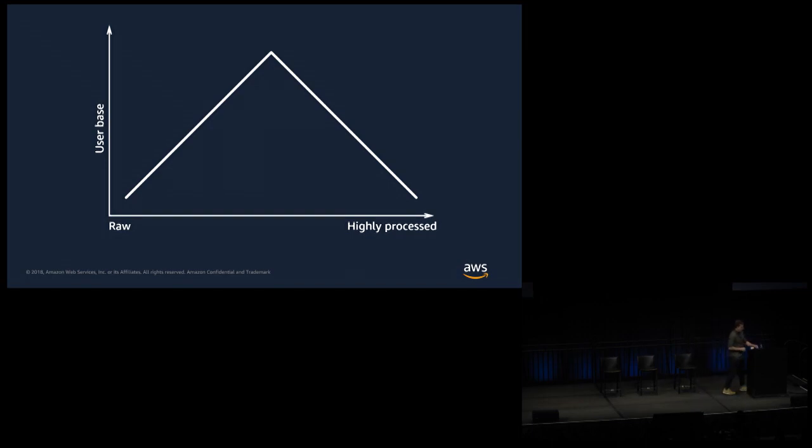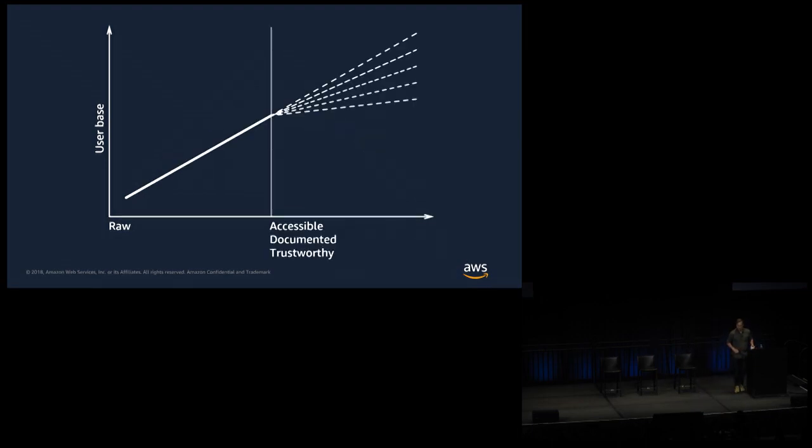And what we try to find is this sweet spot in the middle where data is made available in a way that's accessible and documented and trustworthy. And if you can make it available in a way that people can get to it, they can understand what they're working with, and they can rely on it being accurate, then they can make their own decisions about how to visualize it or what other tools and services to build upon it.